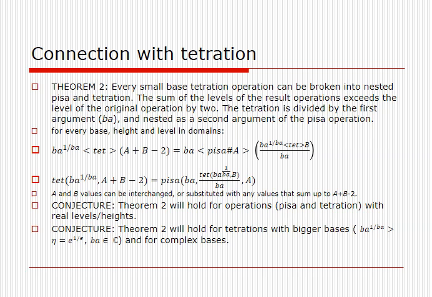Every small base tetration operation can be broken into nested Pisa and tetration. The sum of the levels of the result operations exceeds the level of the original operation by 2. The tetration is divided by the first argument, the base, and nested as a second argument of the Pisa operation. For every base, height, and level in domains, the equalities here are identities. It can be conjectured that the domains of the arguments can be extended.